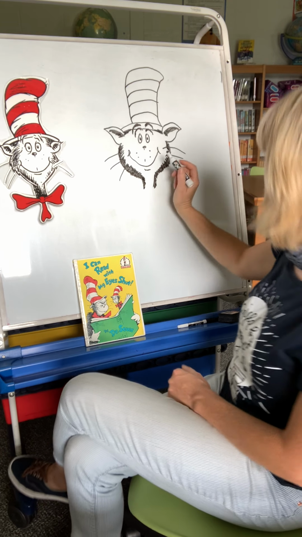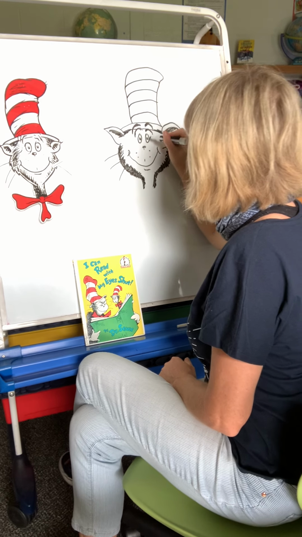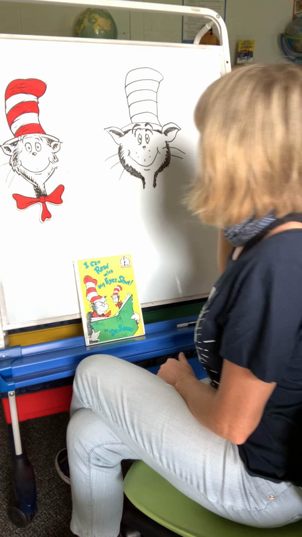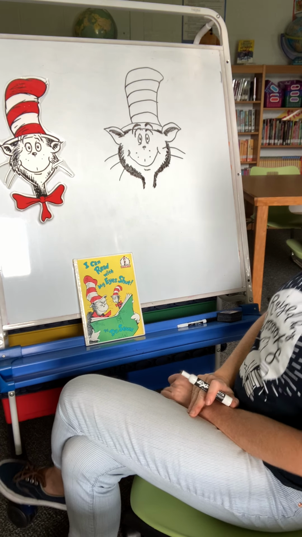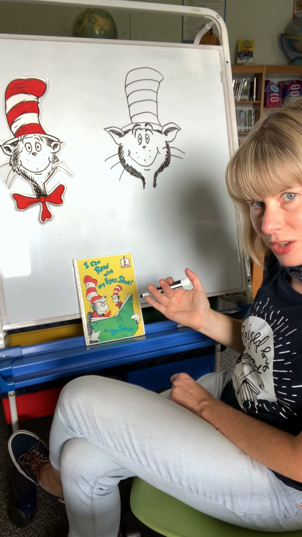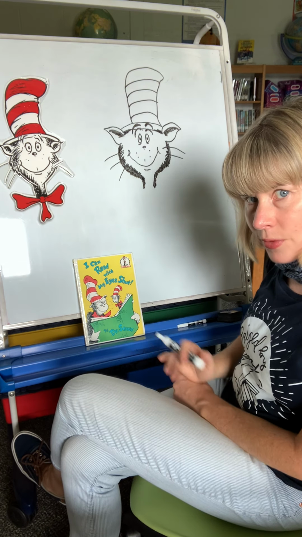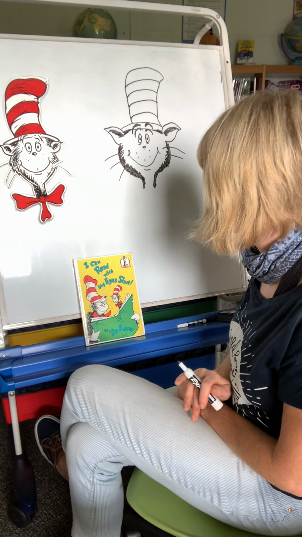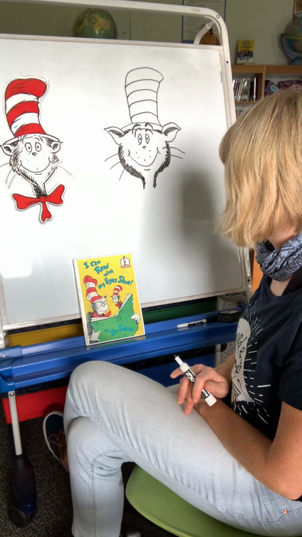Let's see. Sometimes there's a little bit of definition in the Cat in the Hat's eyes down below, so if you want, you can add that. So okay, it looks a little bit like him now. Like I said, it's not perfect. This is the best I can do today. Maybe I'll try it again tomorrow and do a better job.